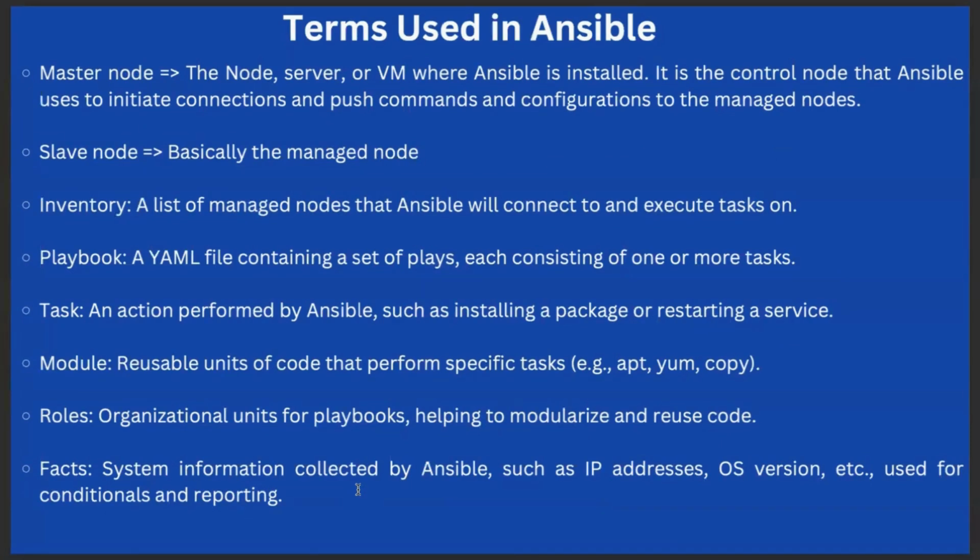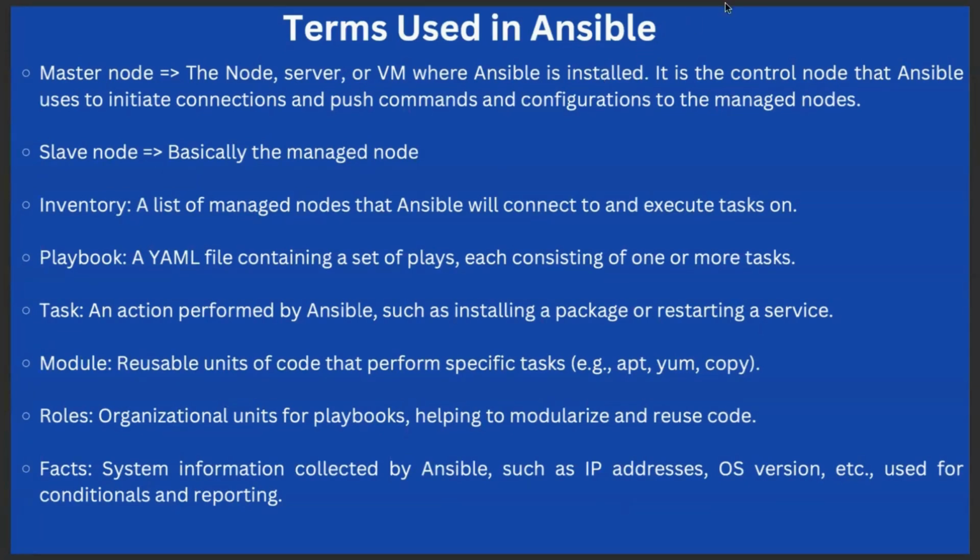The master node is actually the node, server, or a VM, right? Where Ansible is installed. It is that control node that Ansible uses to initiate connections and push commands and configurations to your managed nodes. While the slave nodes are basically the managed nodes. It's those multiple servers that you'll actually be carrying those configurations and commands out on, right? So I like to call them slave nodes.